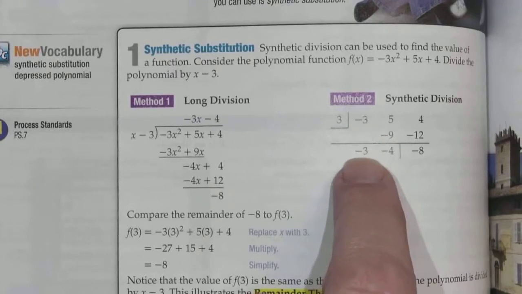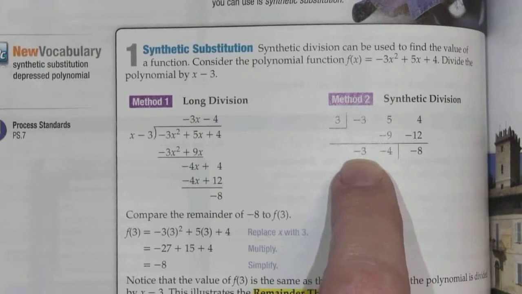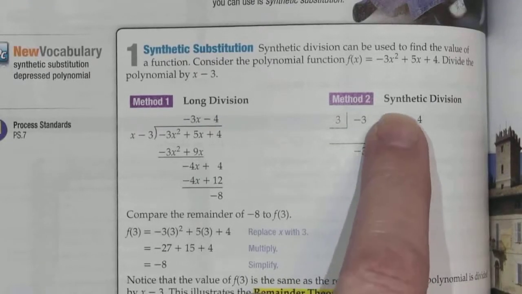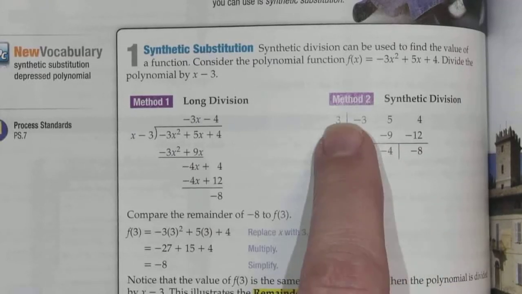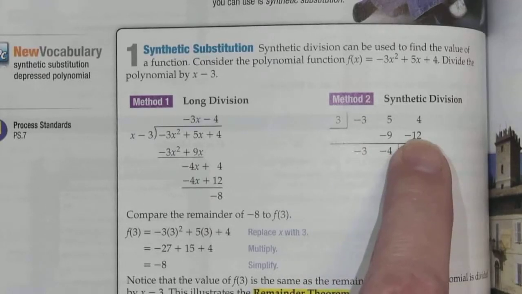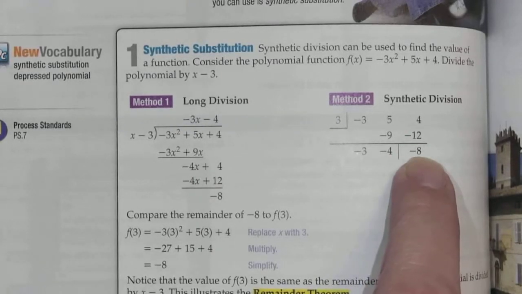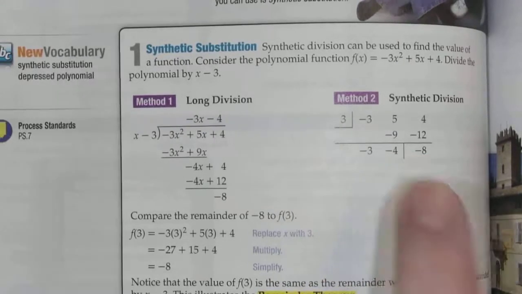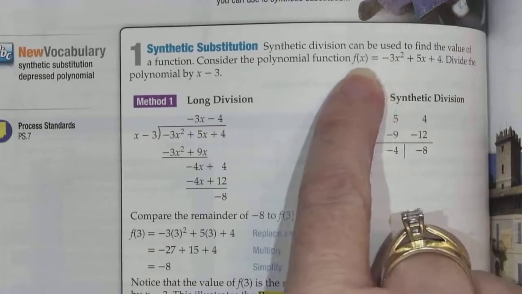So remember, you bring down the first term, synthetic division. You can review that if you want, or look it up on YouTube in somebody else's video. So 3 times negative 3 is negative 9. Combine, and that is going to be negative 4. 3 times negative 4 goes up here. It's negative 12. Combine, and you get negative 8. Now, lovely that 3, negative 8 is a point that is on your graph of this equation right here.